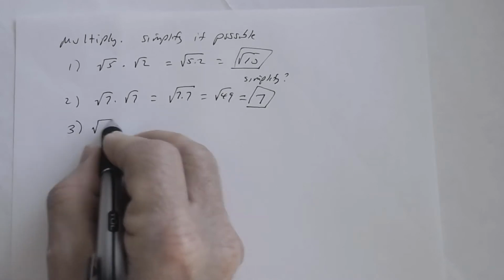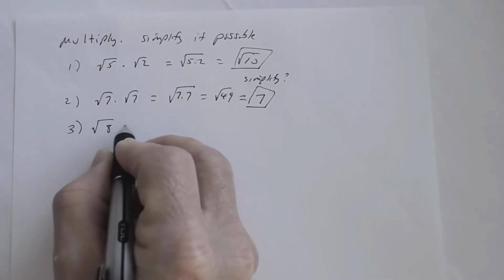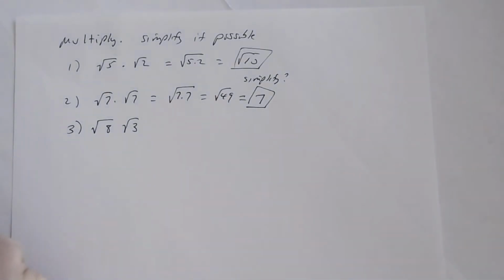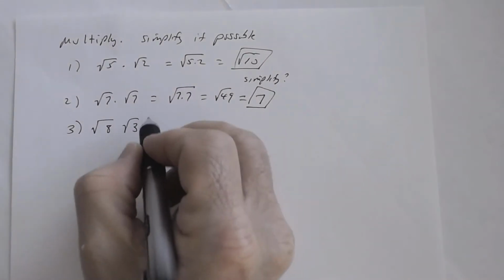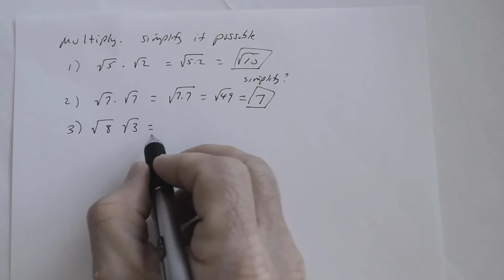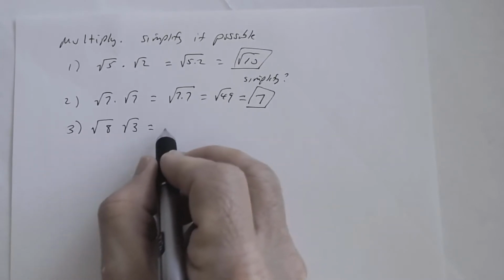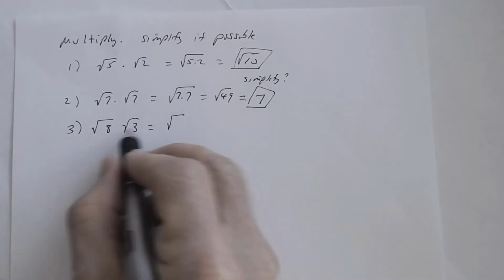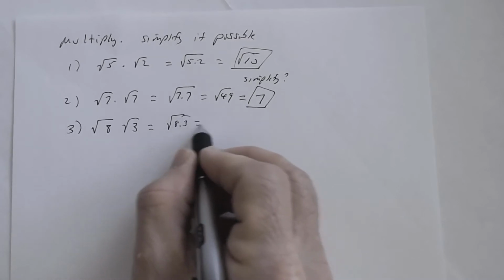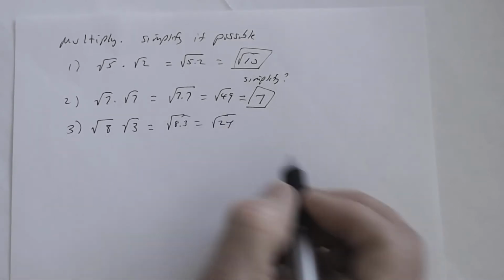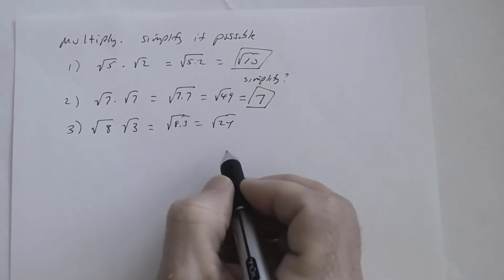Let's look at the square root of 8 times the square root of 3. I'm going to use the product rule, so I can write this as one square root. That'll be 8 times 3, which is the square root of 24. Now, can I simplify the square root of 24?